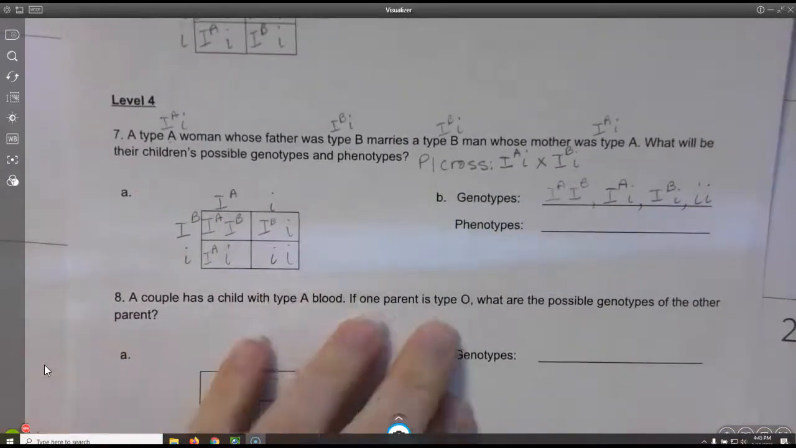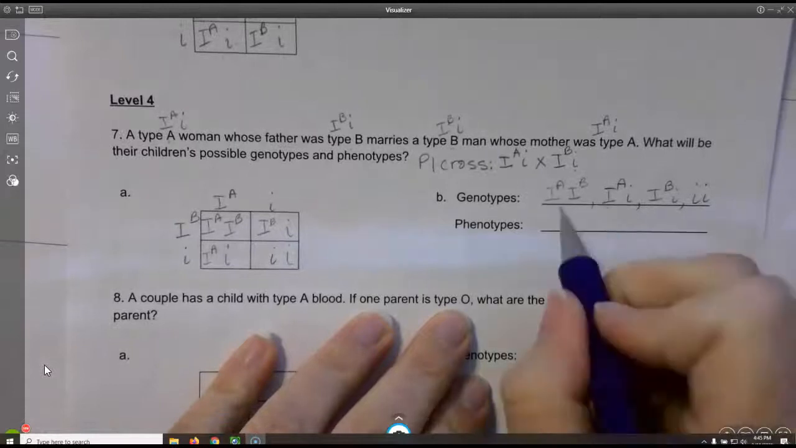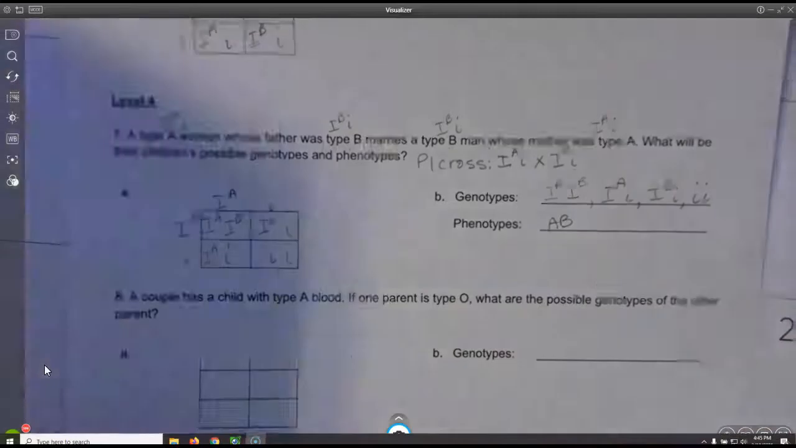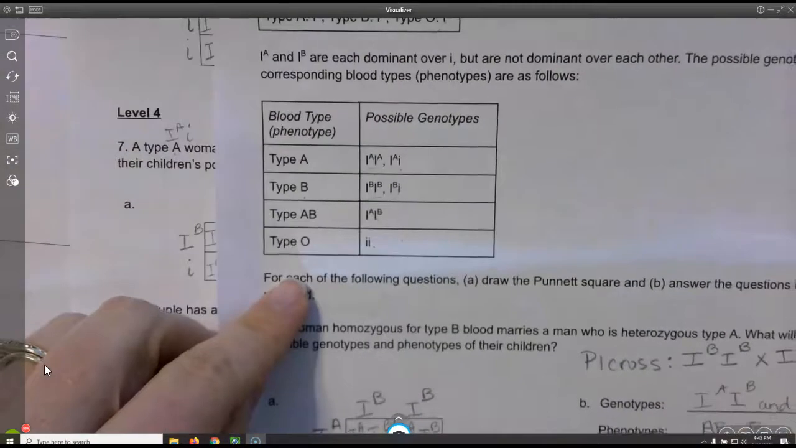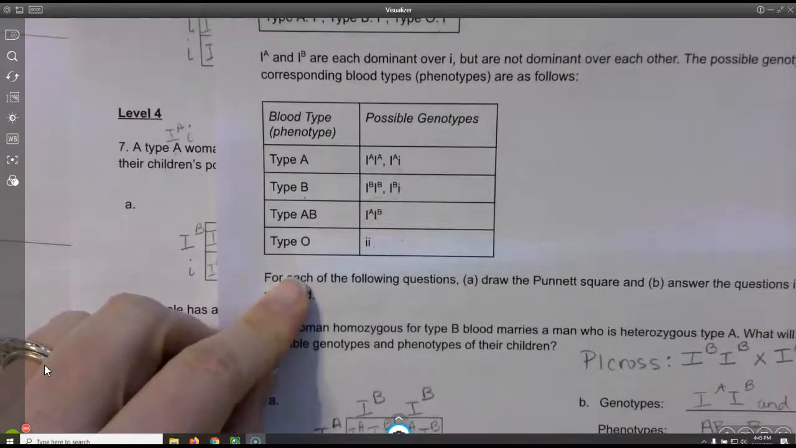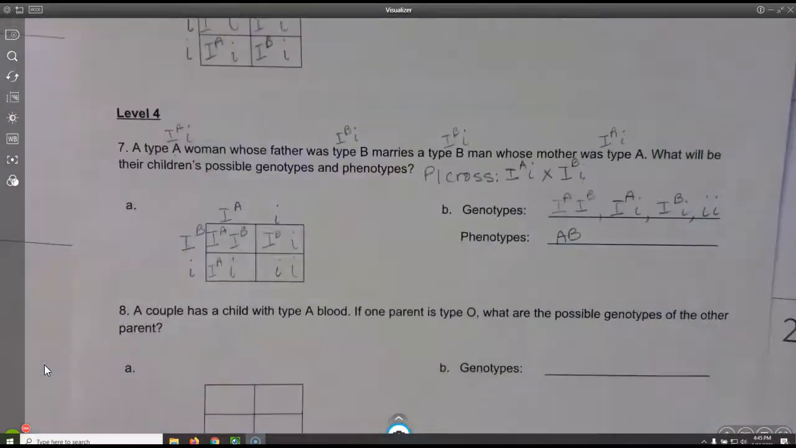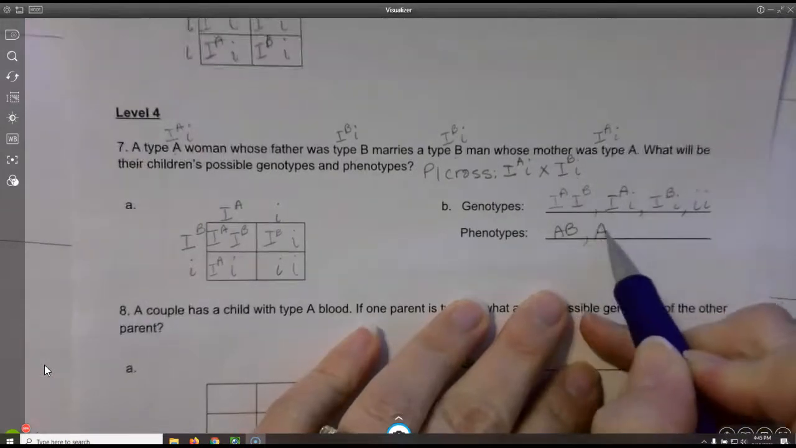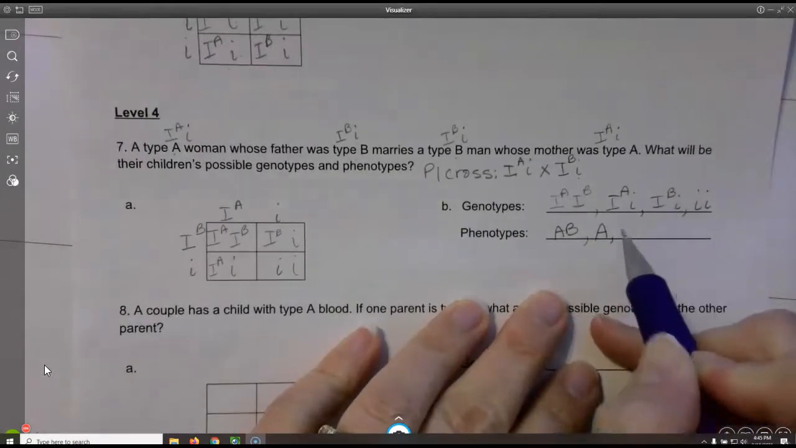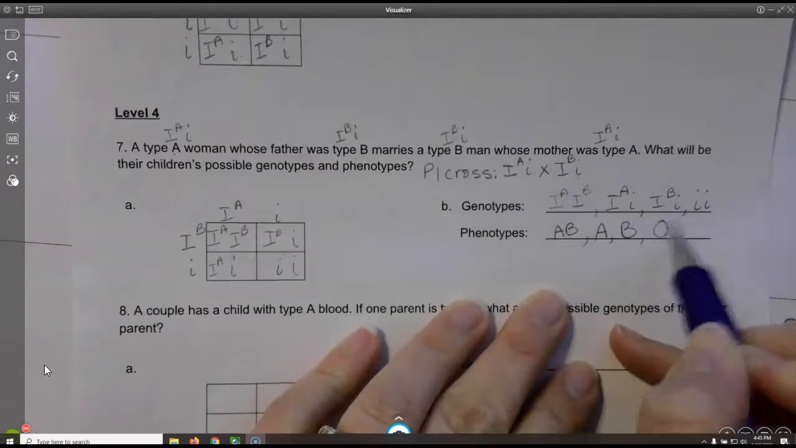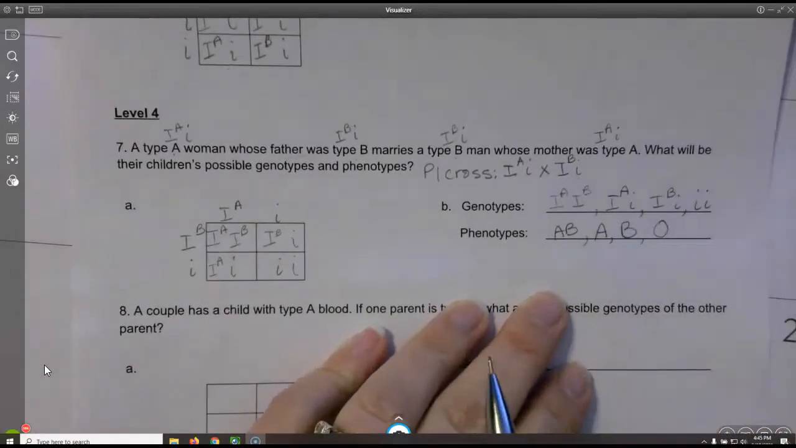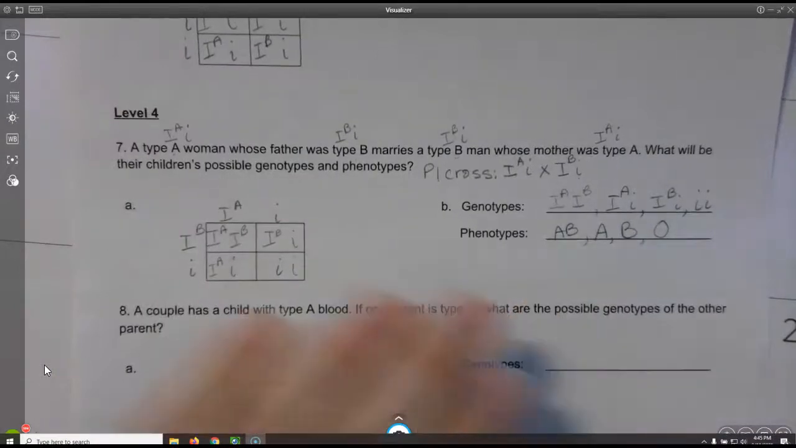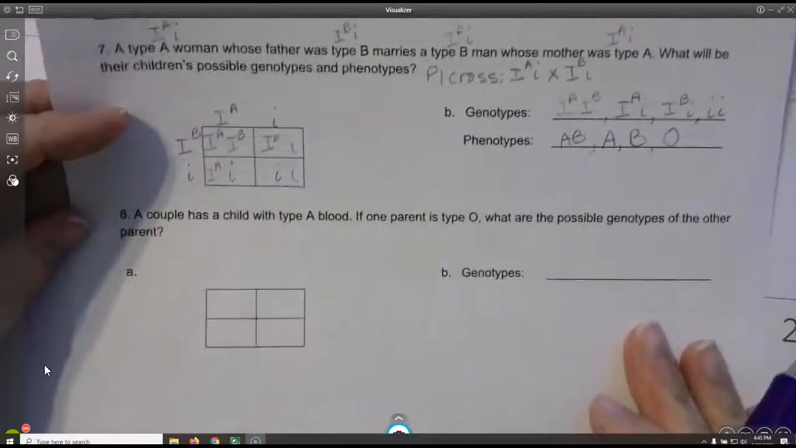Okay. The resulting phenotypes. Well, this one here will be AB blood, and you can always go back and see what our chart tells us, and you would be provided a chart on any test or quiz. This one is type A and O, so the A is going to be expressed. This one, B, is going to be expressed, and lastly, O. Okay, so 25% chance of any of those combinations of blood types. Kind of crazy.